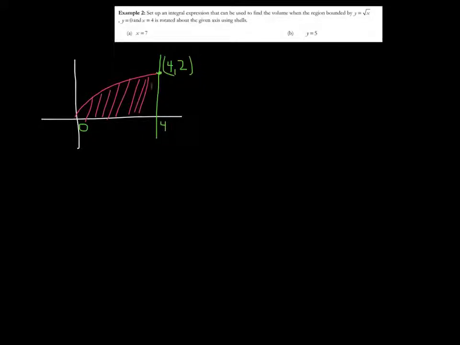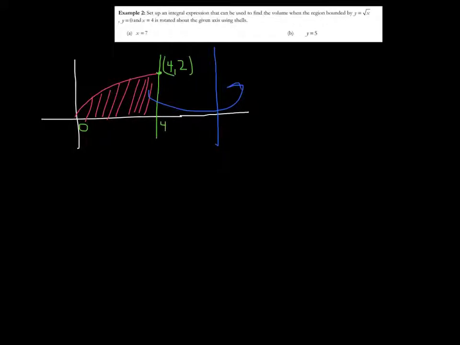And the first thing it says that we need to do is rotate it around the line x equals 7. Oh wow, that is way out here. So we probably need to use a different color for that. Let's use blue. So x equals 7 is out here. So we need to take this region right here and rotate it around that vertical line.